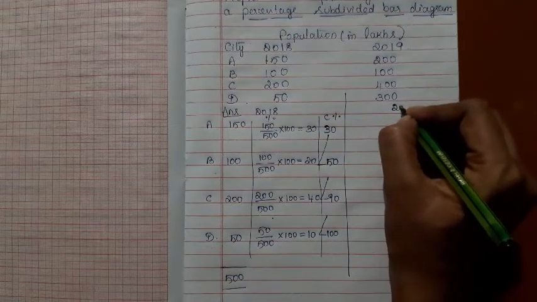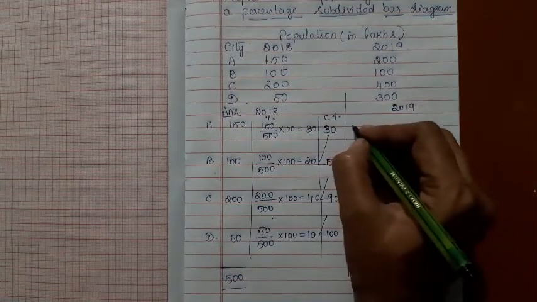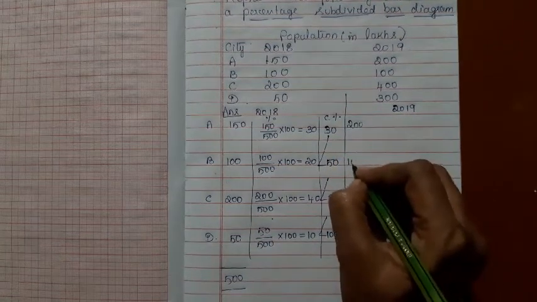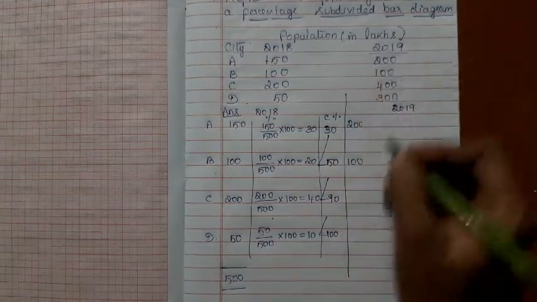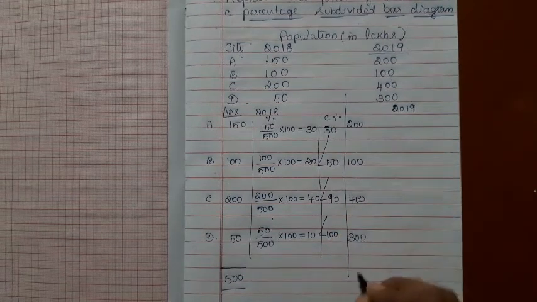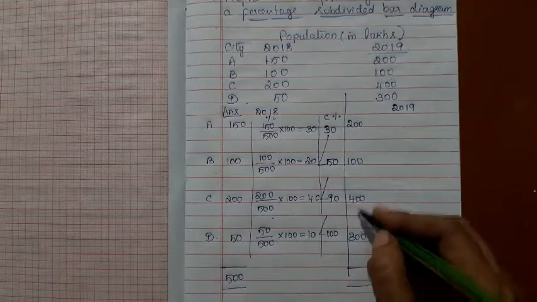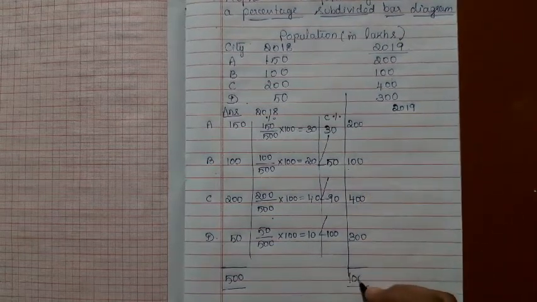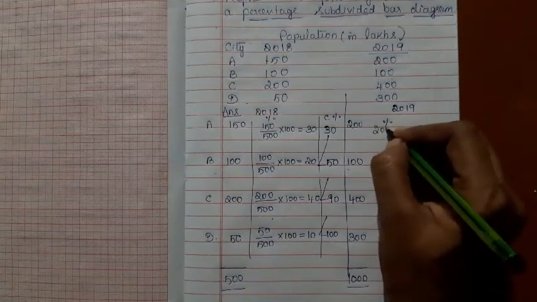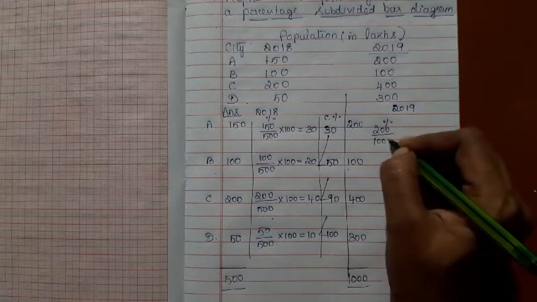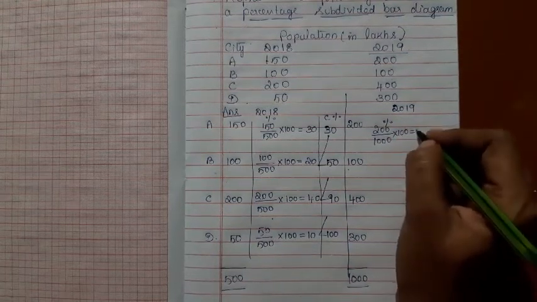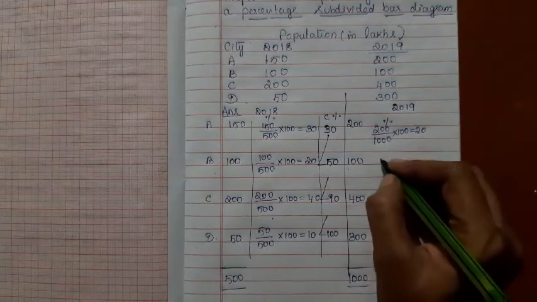Now let us do it for 2019. The value for A is 200, 100, see I am writing from here, 400, 300. Calculate the total, it is 1000. Now compute the percentage, 200 divided by 1000 into 100. So you get 20.